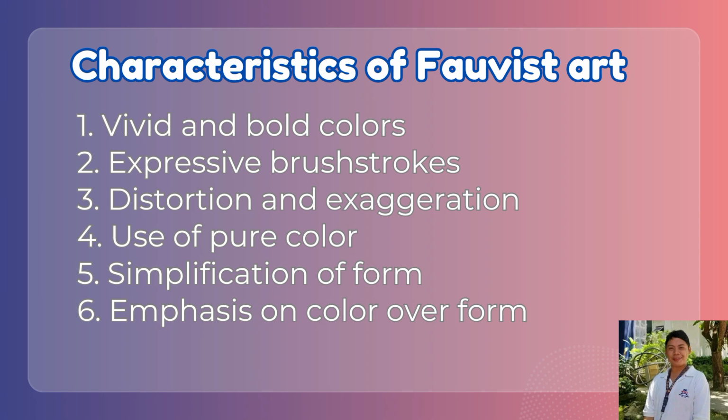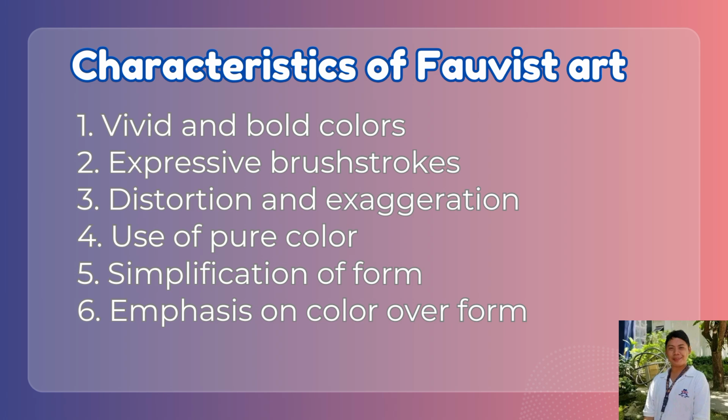Third is distortion and exaggeration. Fauvist artists often distorted or exaggerated forms to create a sense of tension or drama. This was particularly evident in their depictions of the human figure. For example, Matisse's Woman with a Hat features a distorted face and elongated limbs, emphasizing the emotional intensity of the portrait. This approach allowed the artist to express their subjective interpretation of reality.